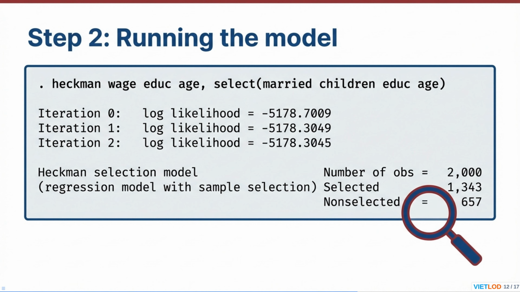Here we see the output from running the heckman command. The first few lines show the iteration log as the maximum likelihood estimator converges to a solution. The log likelihood values, like -5178, are measures of model fit, and seeing it converge in just a few steps is a good sign that the model is well behaved. The header of the output confirms the model type as a Heckman selection model. It also reports the number of observations used, correctly identifying the total sample size of 2,000.